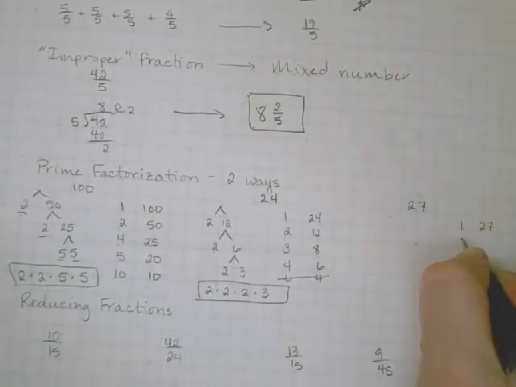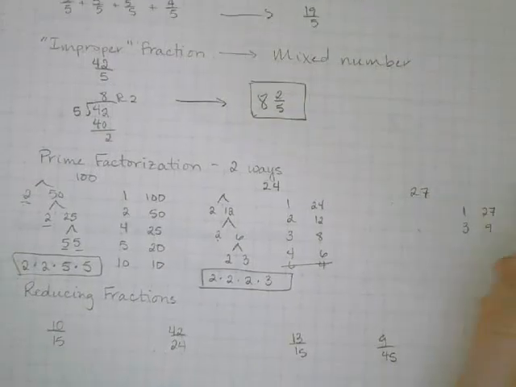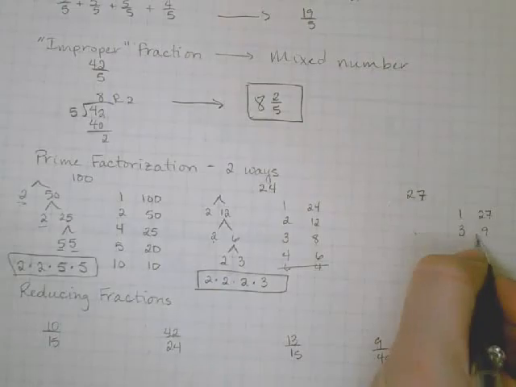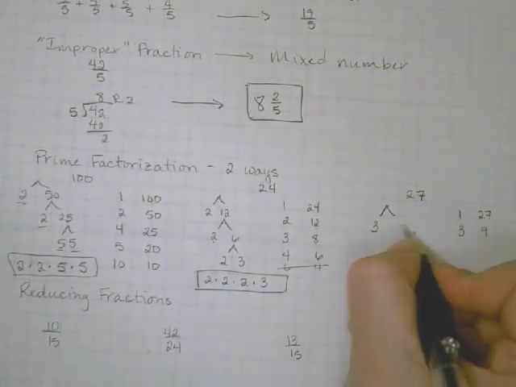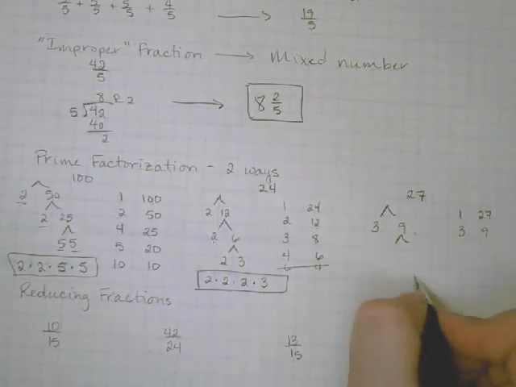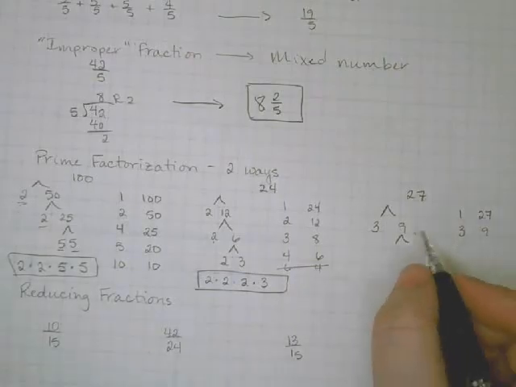If I look at the prime factorization, so we know it's divisible by 3 and 9. 1 and 27 doesn't help us much in that process. 3 is a prime number, and then the factors of 9 is not divisible by 2, but it is divisible by 3, and that's 3 and 3. So 3 times 3 times 3 is the prime factorization of 27.